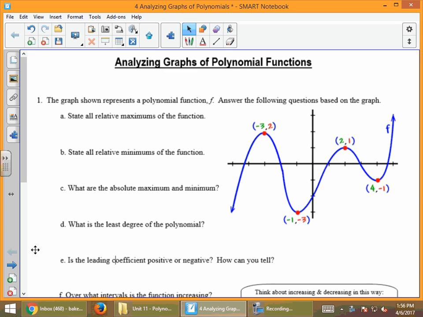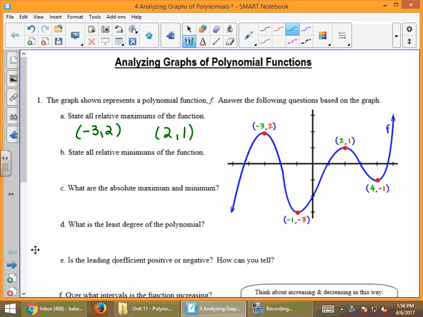So what's one of those? Perfect, negative 3, 2. That is a turning point, and it is a maximum. What's another one? 2, 1. Very good. 2, 1 is another relative maximum. And there's no other ones.